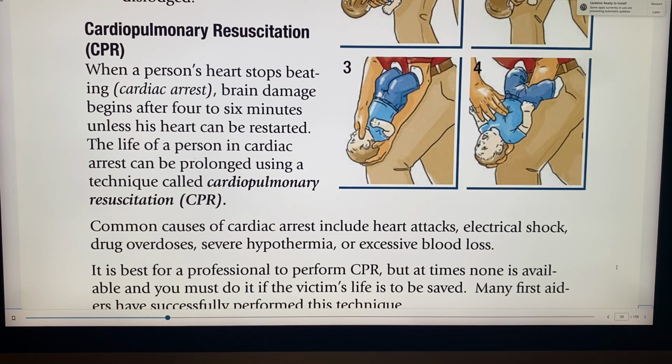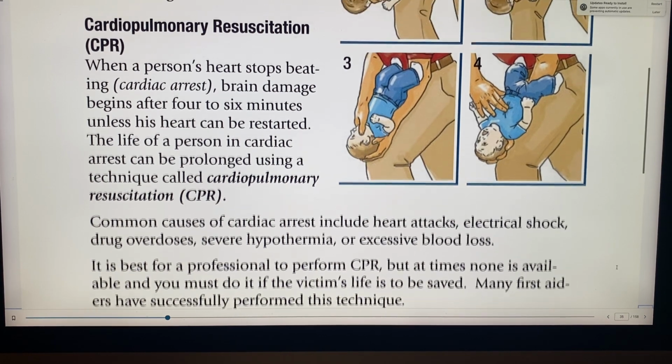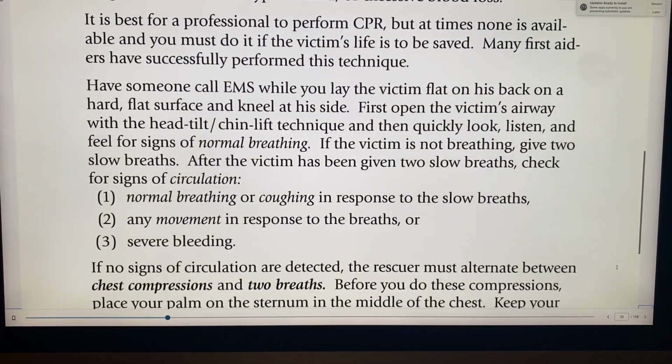Of course, there's equipment you can use. They have to try to shock the heart to get it going again. The causes of having to do CPR are a heart attack, electric shock, drug overdoses, hypothermia, very cold water, such that they've fallen in cold water and their heart can stop, and excessive blood loss. All of these can stop the heart, and that's where you need to start it.